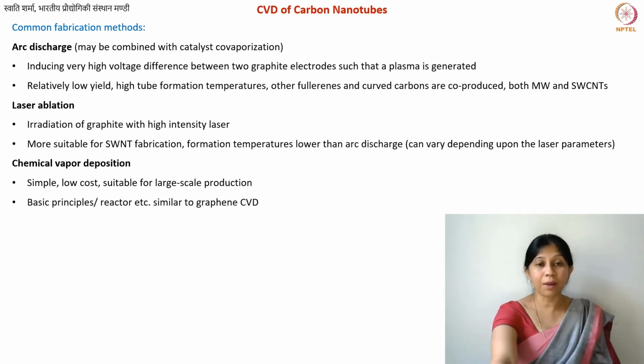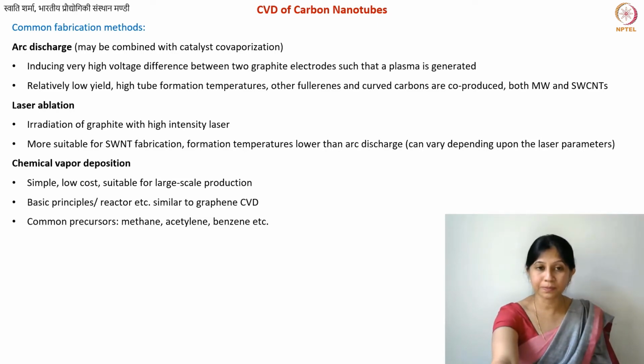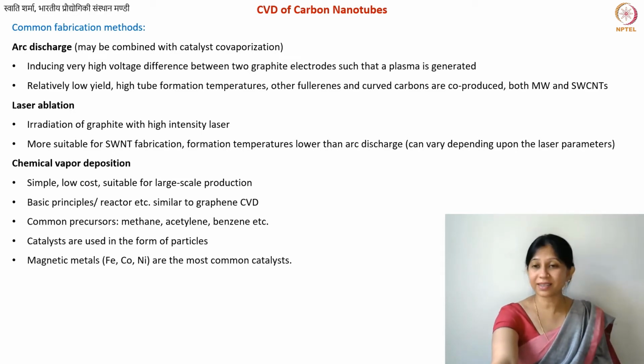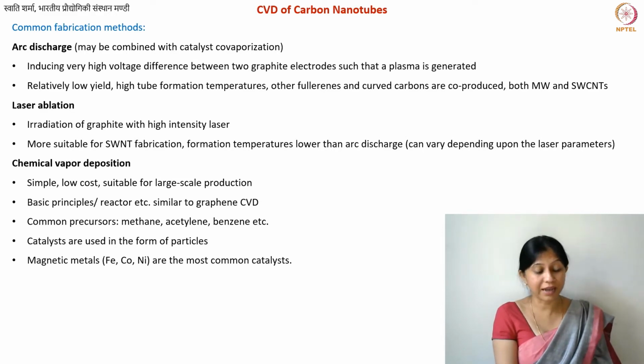Okay, so this is what I have mentioned here. And the common precursors, again, as I said, you can have any hydrocarbon. And catalysts are used in the form of particles. Now, what is very interesting is the most common catalysts that are used or that have been reported for carbon nanotube growth are the transition metal catalysts, but these are the magnetic type of metals, so iron, nickel, cobalt. So these three metals provide the best kind of carbon nanotubes, or at least that's how it has been reported.